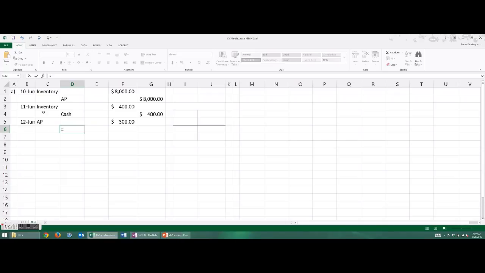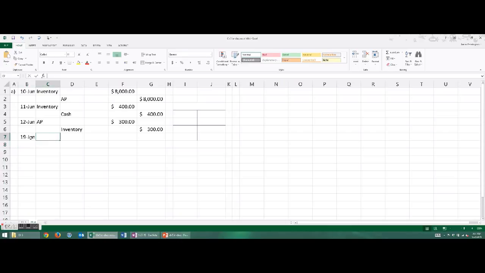And so what's being returned? Well, inventory is being returned, so that's our credit. We've got the debit to payable, which is a liability, reducing that amount, and a credit to inventory, which is an asset, thus reducing the inventory asset account. That's the June 12th transaction. The last transaction we have is June 19th.